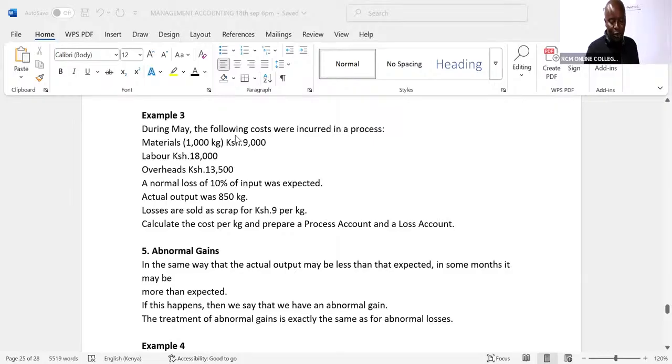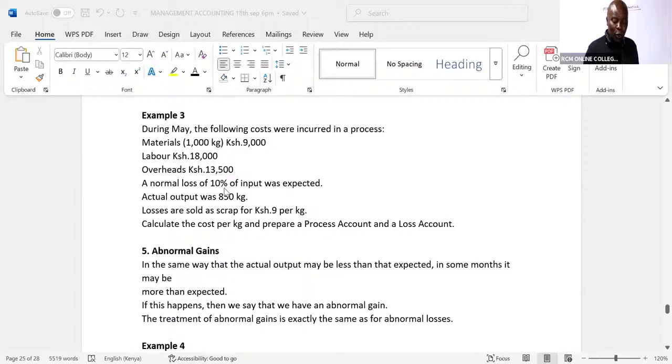Normal loss is 10% of the input, which was expected. Actual output was 850 kilograms. Losses are sold as scrap for Kenya shillings 9 per kilogram. So they want us to calculate the cost per kilogram and prepare a process account and a loss account. What do you think, ladies and gentlemen, will be the very first thing for us to do to tackle this question effectively?